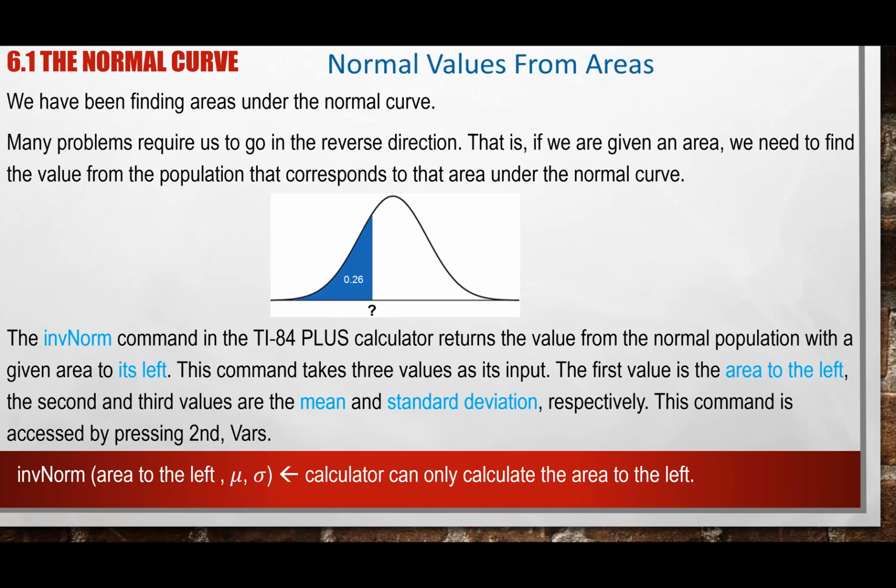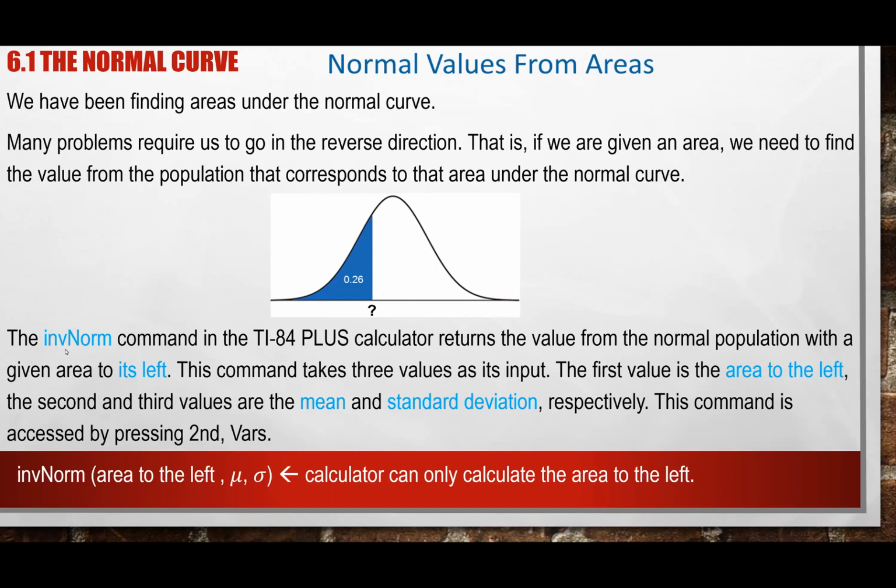So again, the last item I mentioned is, now if they give you the percentage and you have to find the value, this is what we need to do: we need to do the inverse norm. And ladies and gentlemen, in chapter 6, the only two features that we're using with the calculator are the normal CDF and the inverse norm, okay? That's the only two things we're doing, because chapter 6 is the normal distribution. The inverse norm is when they ask you to find the value, or the normal CDF, which is when they ask you to find the percentage.